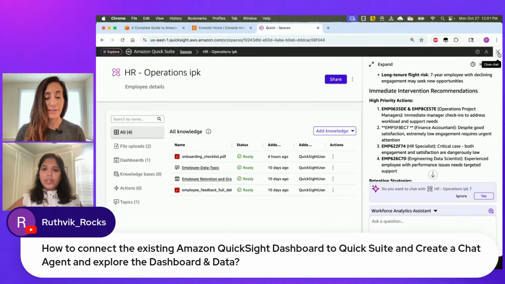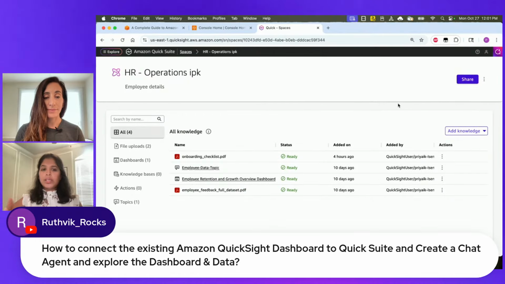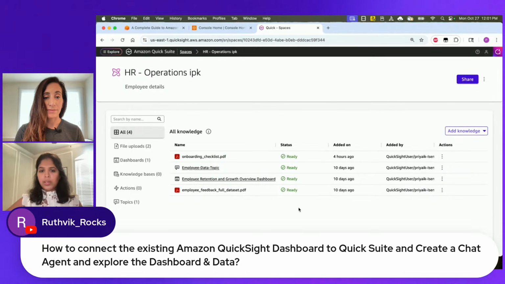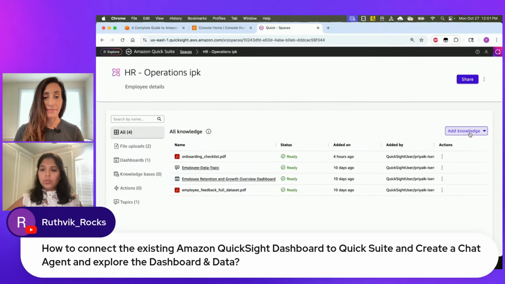What you can do is, let's say you have some dashboards. I have the employee retention and growth overview dashboard that Paulo was using in this demo. You can bring those dashboards into the space. How you would do that is you click on add knowledge and you click on dashboards.